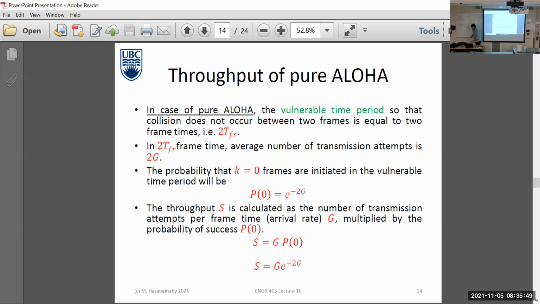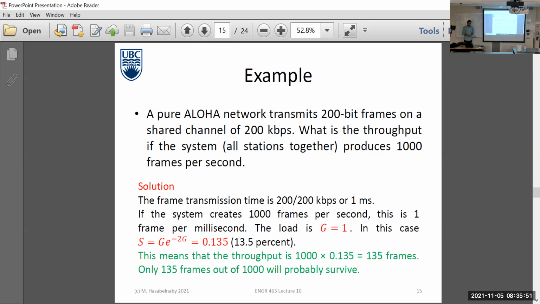Let's see this example to understand more. We have a pure ALOHA network that transmits 200-bit frames on a shared channel of 200 kilobits per second. The same example as before. What is the throughput if the system, all stations together, produces 100 frames per second?